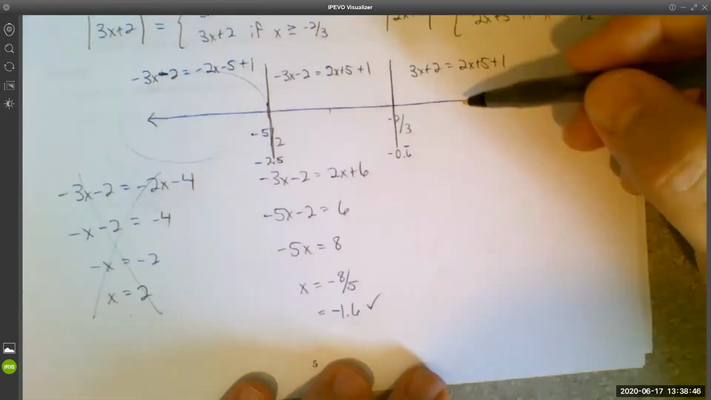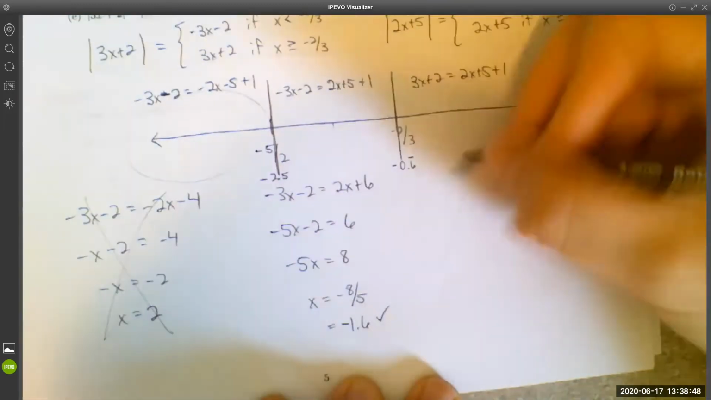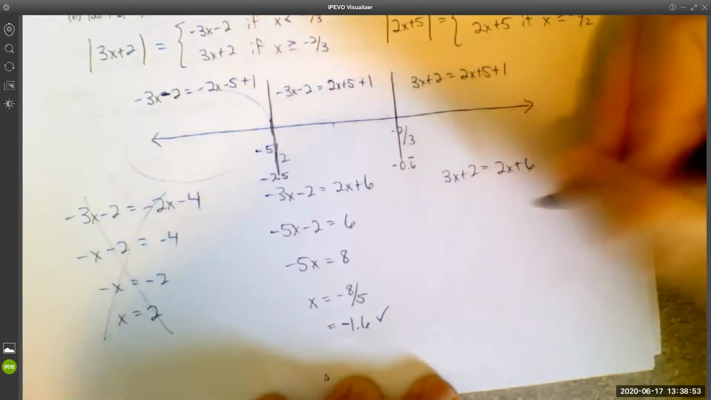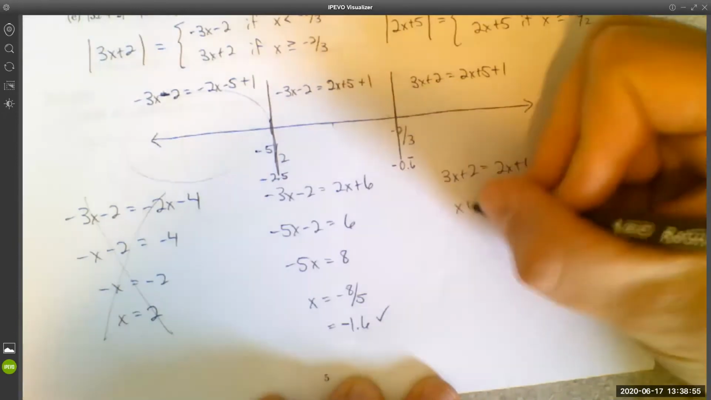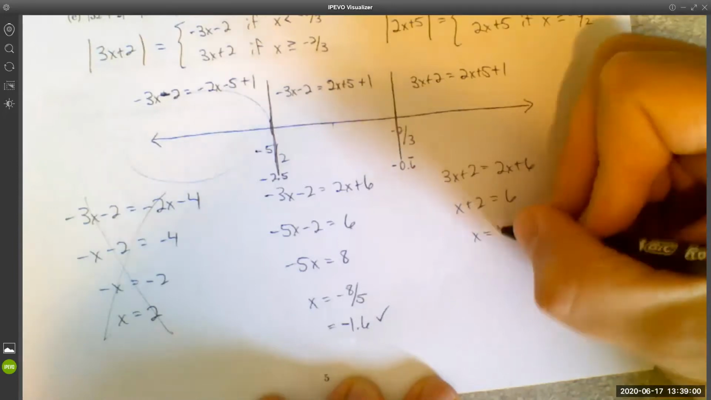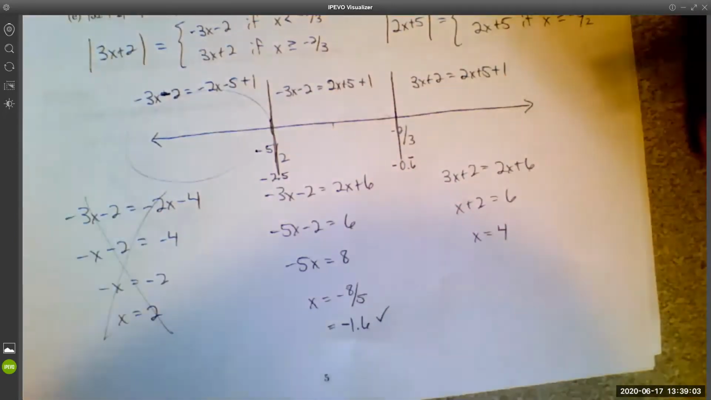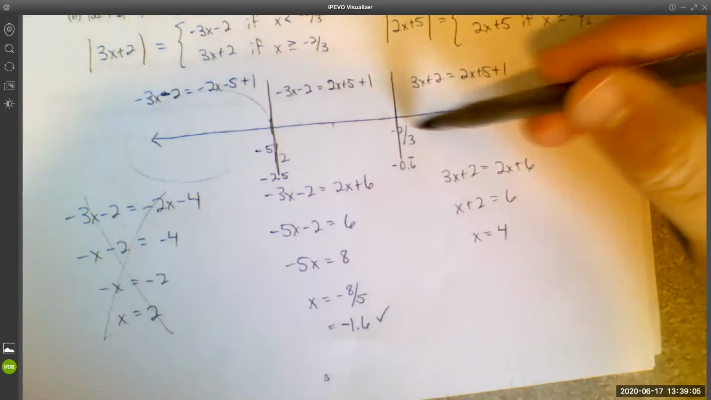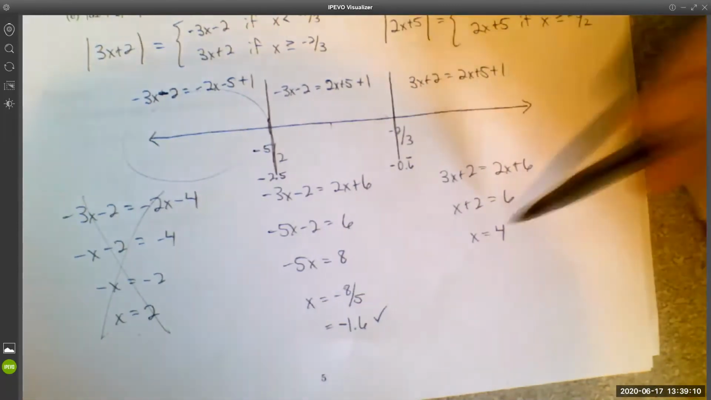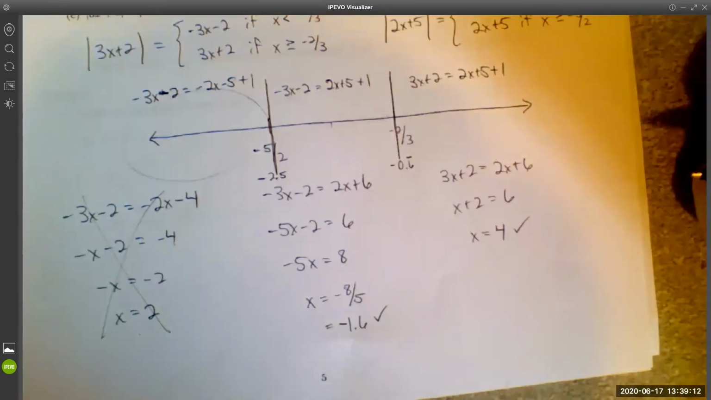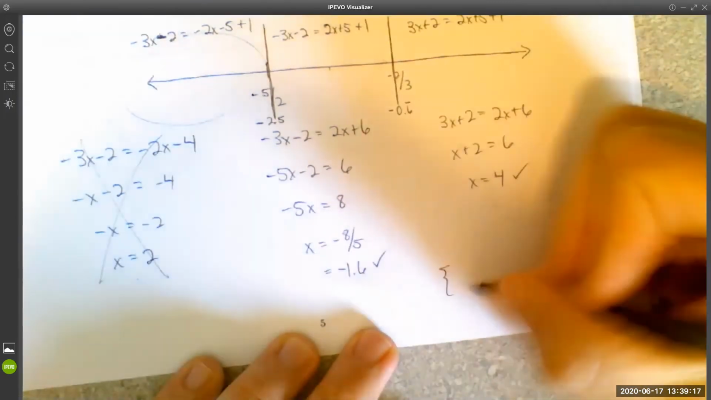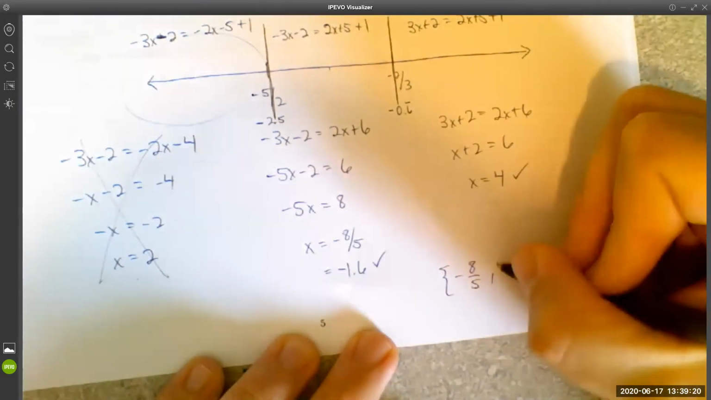And now let's check this last one, right? So this last one is going to be 3x plus 2 equals 2x plus 6. Move the 2x over. Move the 2 over. I get x equals 4. Does that make sense? Is x equals 4 within this region? Yes, it is, right? 4 is definitely bigger than negative 2/3, so this looks like another valid solution to me. So I think my solution set should be negative 8/5 and 4.